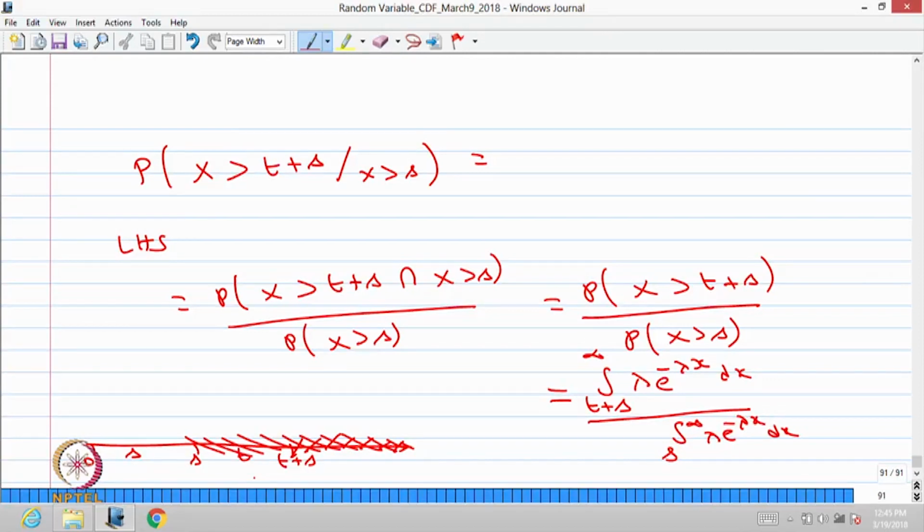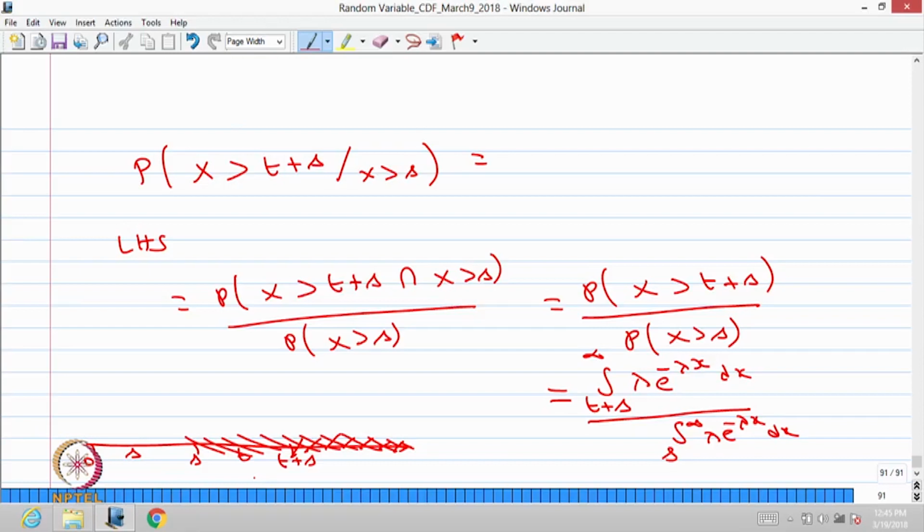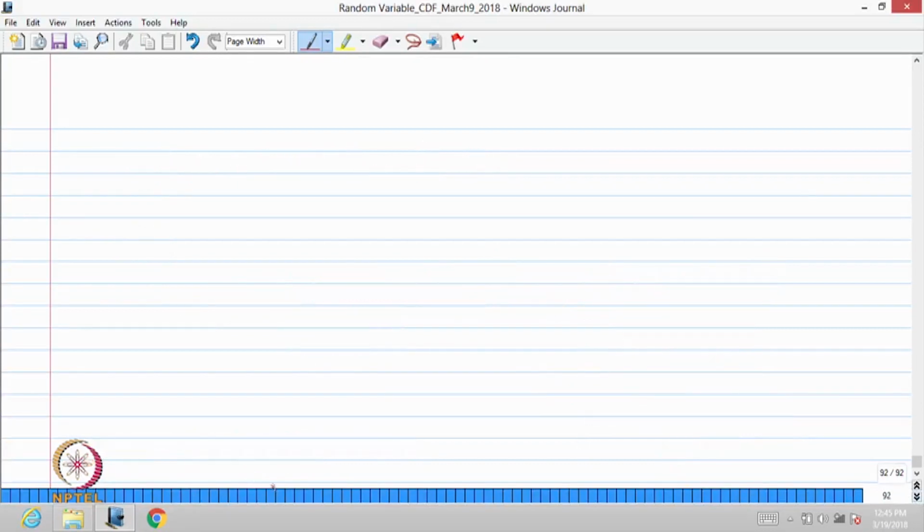Either you compute this integration and simplify, or you can go for 1 minus the probability of x less than or equal to t plus s, and in the denominator also 1 minus the probability of x less than or equal to s. You can compute that integration, then do the simplification. At the end of the simplification, you will get the probability of x greater than t plus s given x greater than s is the same as e power minus lambda t.